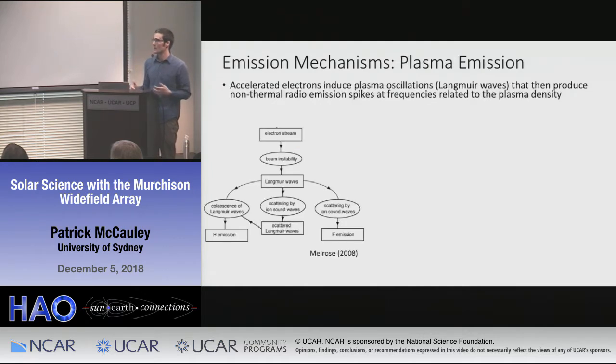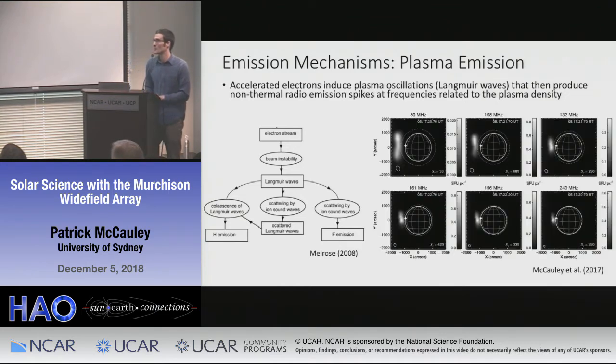And then on top of that, you can have spikes of non-thermal emission due to this plasma emission mechanism, where electrons are accelerated. They can be accelerated by a number of different means, and they induce oscillations in the background plasma. Those oscillations are called Langmuir waves, and then the Langmuir waves ultimately produce radio emission, either by scattering off of ion sound waves. That gives you emission at the fundamental plasma frequency, which is proportional to the square root of the background density. Or the Langmuir waves can then again be scattered by other Langmuir waves, coalesce, and give you emission at the second harmonic of the plasma frequency.